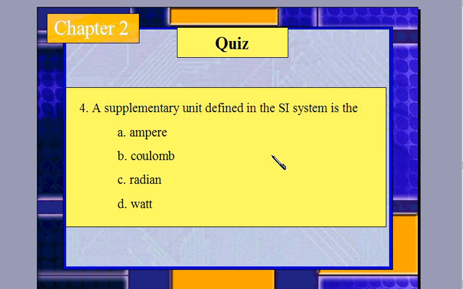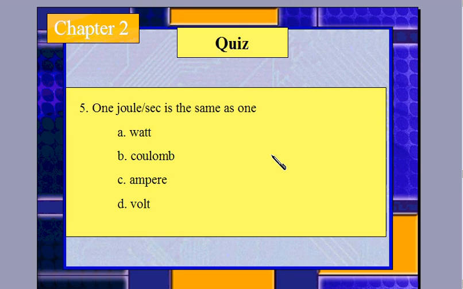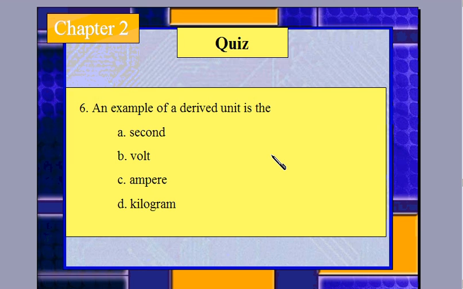4. A supplementary unit defined in the SI system is the ampere, coulomb, radian, or watt. 5. 1 joule per second is the same as 1 watt, 1 coulomb, 1 ampere, or 1 volt. 6. An example of a derived unit is the second, volt, ampere, or kilogram.